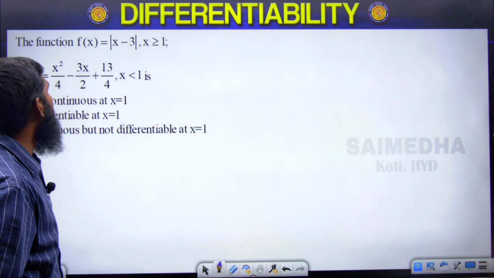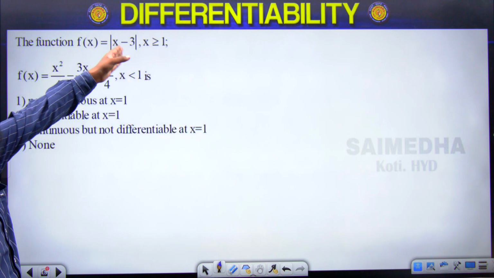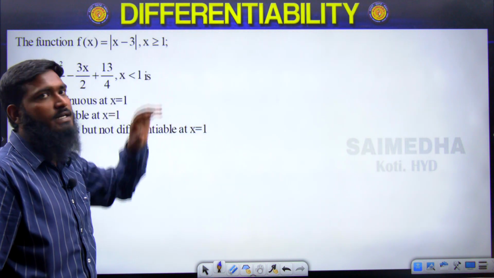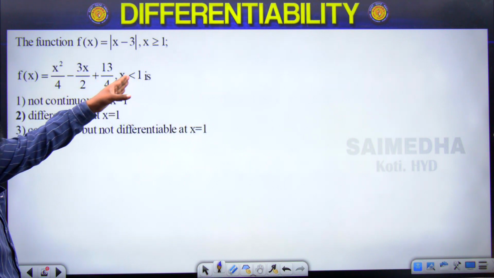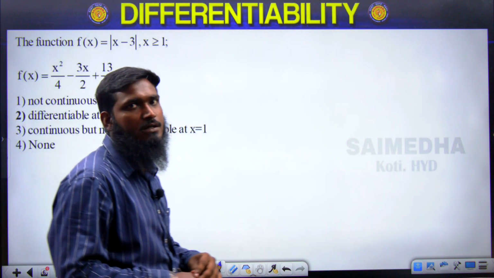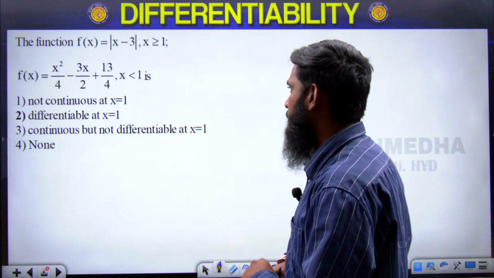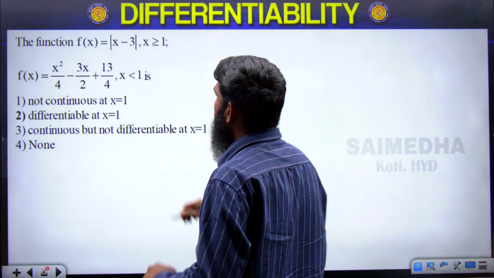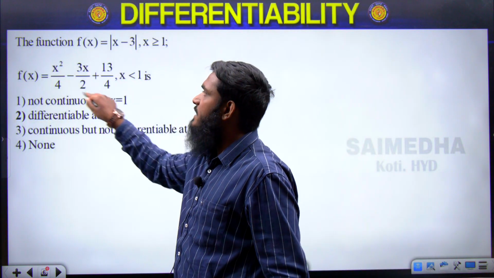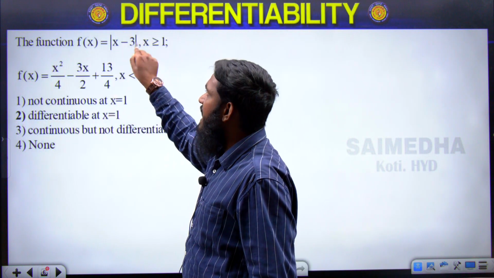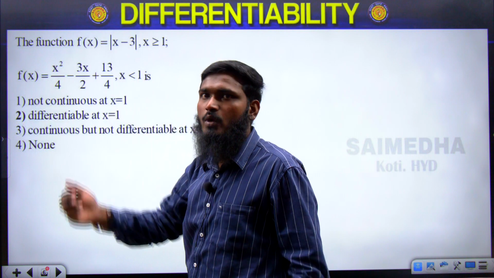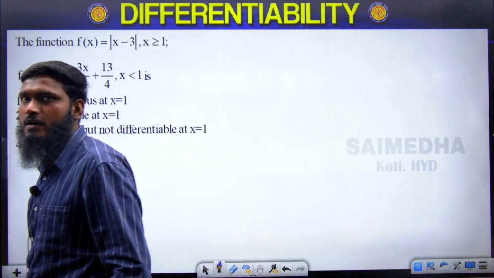Now let us see the next question. The function f of x is equal to mod of x minus 3, for x greater than or equal to 1. Okay, and f of x is equal to this complete part given, for x less than 1. We are having these conditions over here. Less than 1 means we have to take this complete part for LHL purpose, and for RHL purpose as well as for the function value at equal to, we also have to take that part.